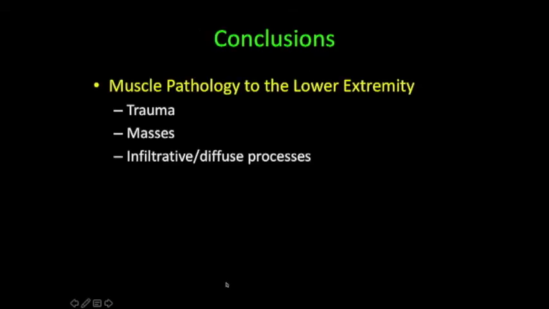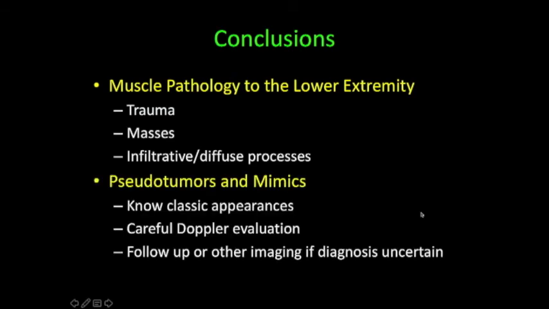So in conclusion, muscle pathology is common in the lower extremity and in other muscles, and I think it's something that's not always talked about or easy to get answers regarding. It can be most commonly trauma, lots of different types of masses, or also infiltrative diffuse processes. It's helpful to be aware of pseudotumors and other mimics, so if you know classic appearances of some of the pathology, such as trauma, or some of the benign masses, it'll help you to form your differential diagnosis.